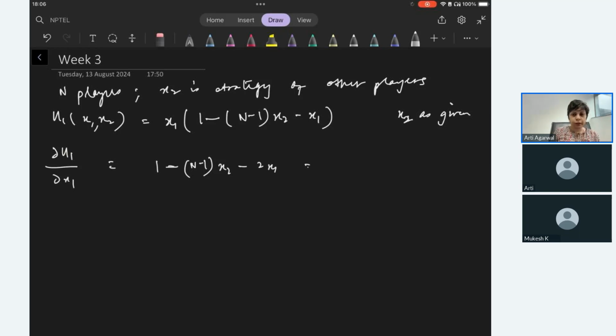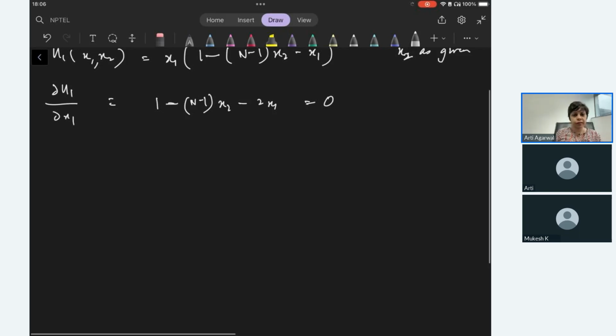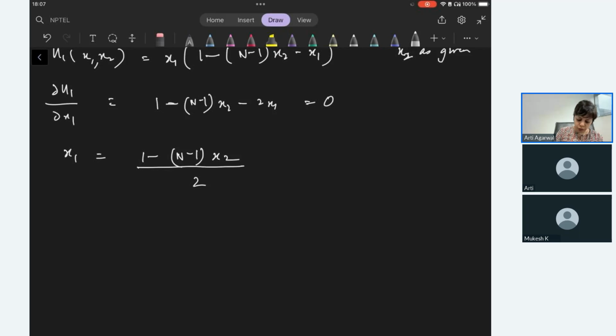And you can check the second order derivative. It is minus 2, which means this is the maximum. Okay, so then we write x1 in terms of x2. In terms of x2, so far so good. This is pretty straightforward. Now that you have expressed this, what is it? The best response of player 1 given x2 is 1 minus (n minus 1) x2. This is nothing but the best response of player 1 given strategy x2 of all other players, right?